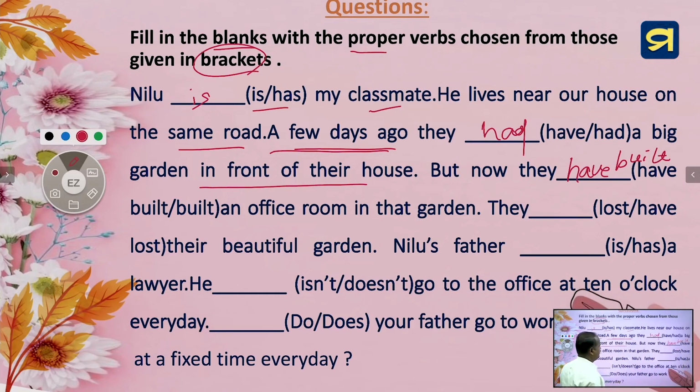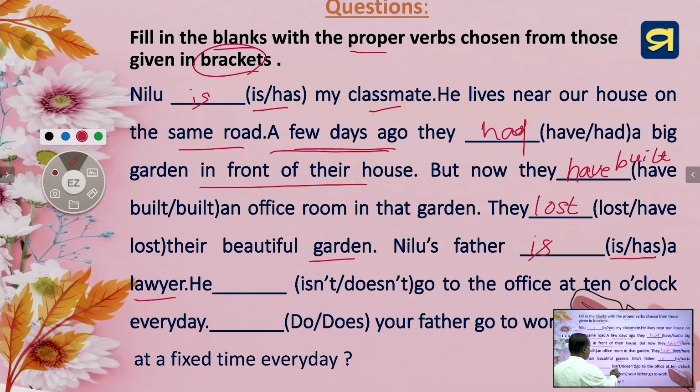Next, we have to fill the next blank. They dash, lost or have lost, their beautiful garden. Here, the right answer is lost. Dear children, Nilu's father dash, is or has, a liar. Right answer. The correct answer is.